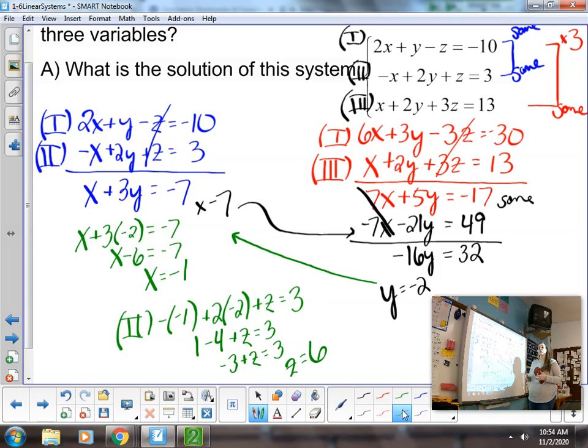To write this as your ordered triple, not an ordered pair because we've added on the z dimension, we would list them alphabetically with commas in between. So your solution is negative 1, negative 2, 6. And that is your ordered triple.